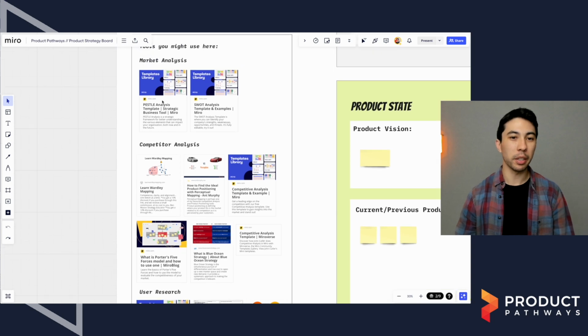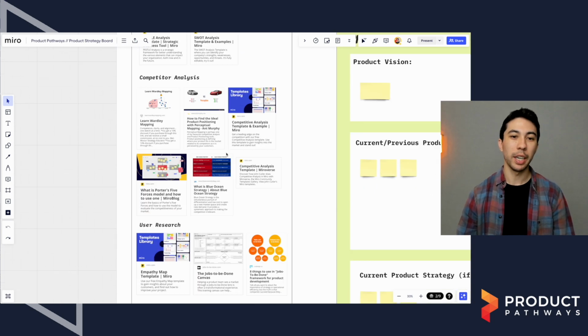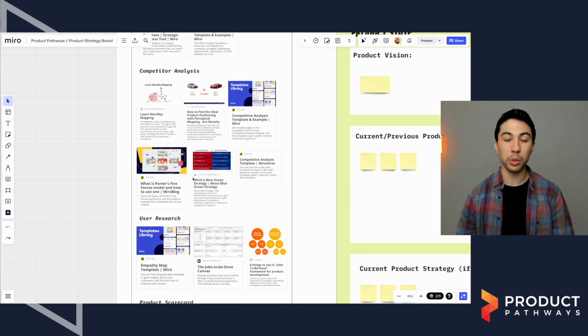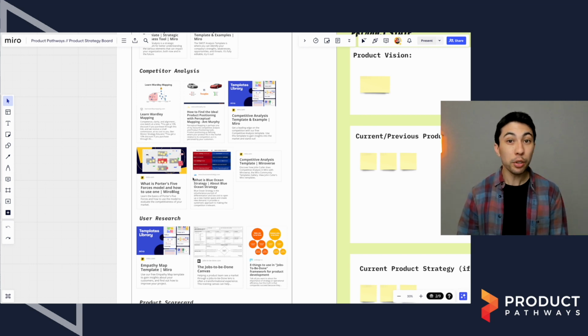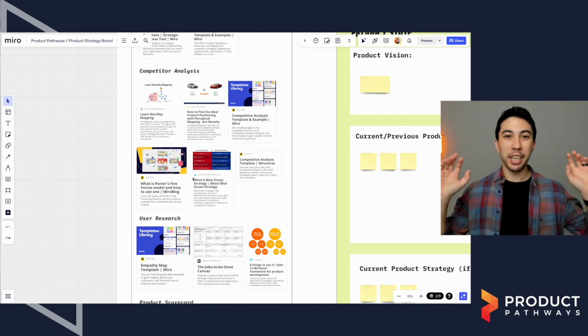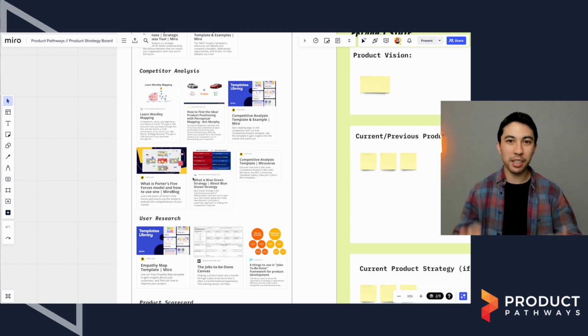So for here, I've broken it down. Here's the market analysis stuff. Here are some competitive analysis tools. These are all tools that I've used in the past, and they're all useful to use here, so you're not flying blind. I've tried to give you as much help, information, and links as possible.